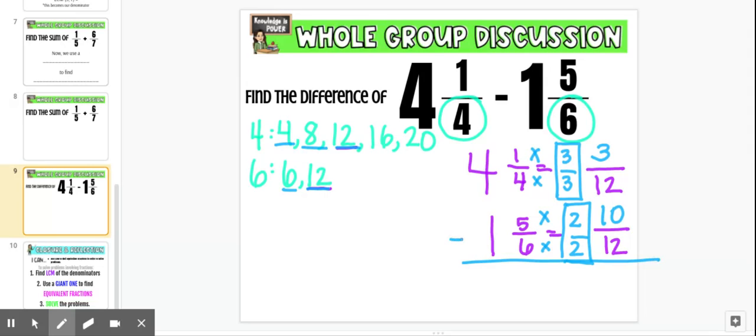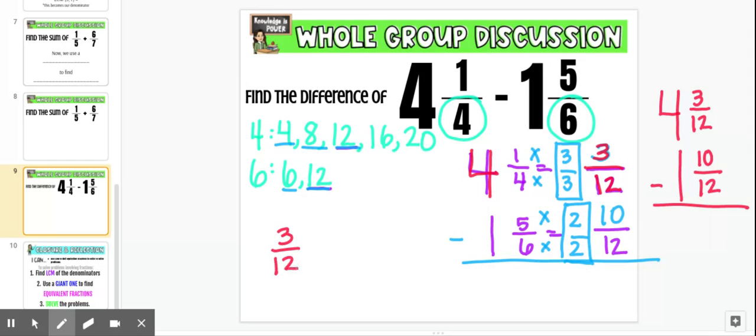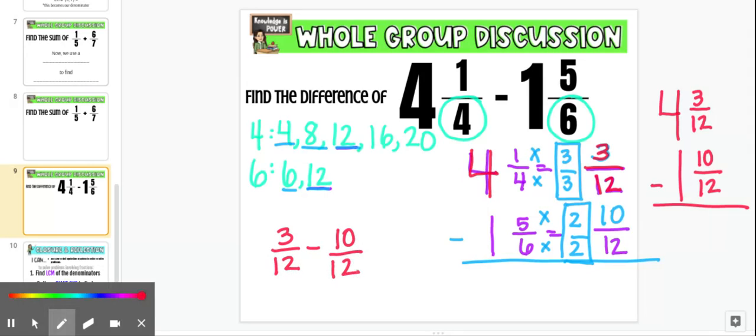Now, this is kind of a lot of steps here. Okay, now I have 4, and I'm going to write it in pink, 4 and 3/12. And actually, I'm just going to rewrite it. 4 and 3/12 minus 1 and 10/12. But if you remember, 3/12 minus 10/12, we cannot do that. So we are going to have to borrow.